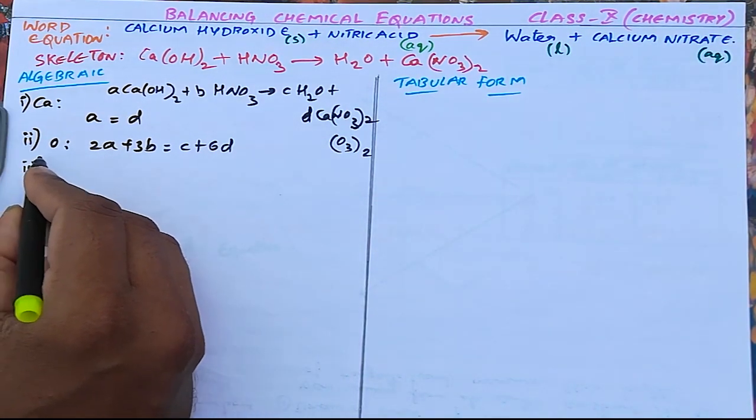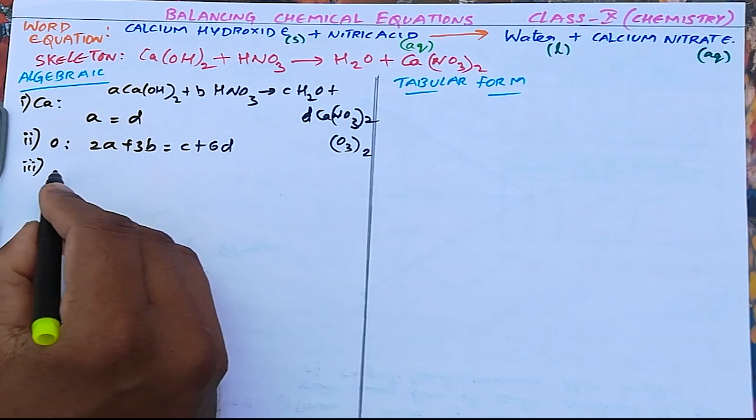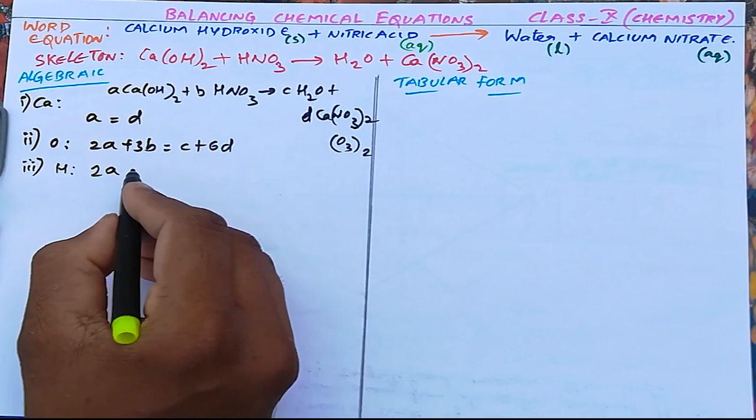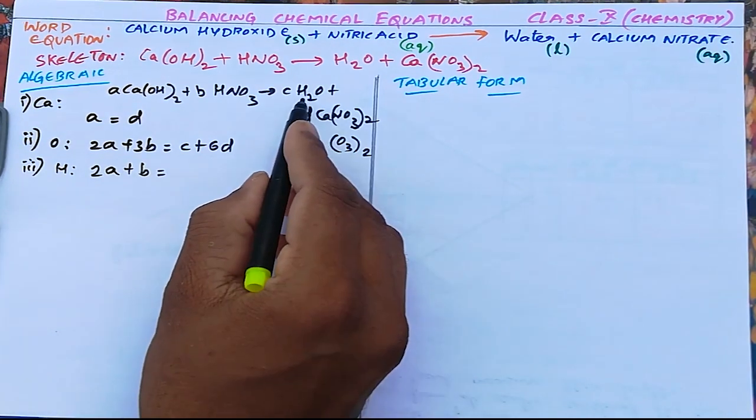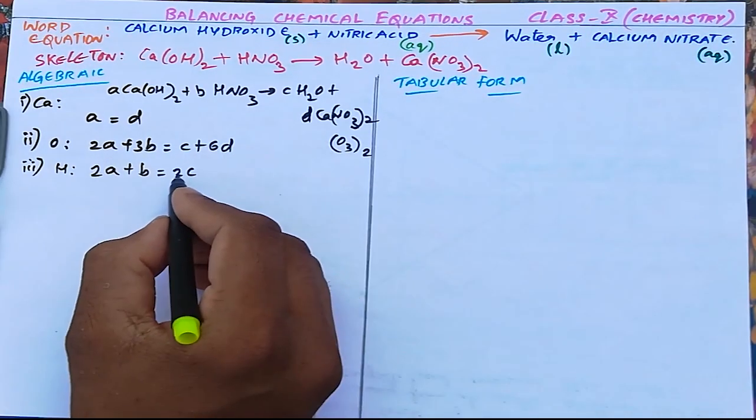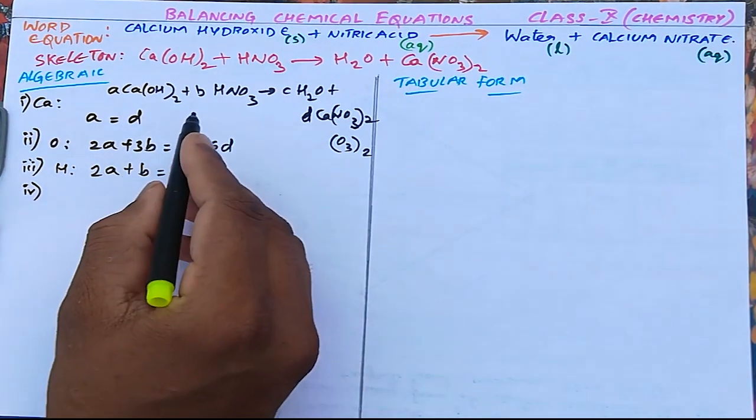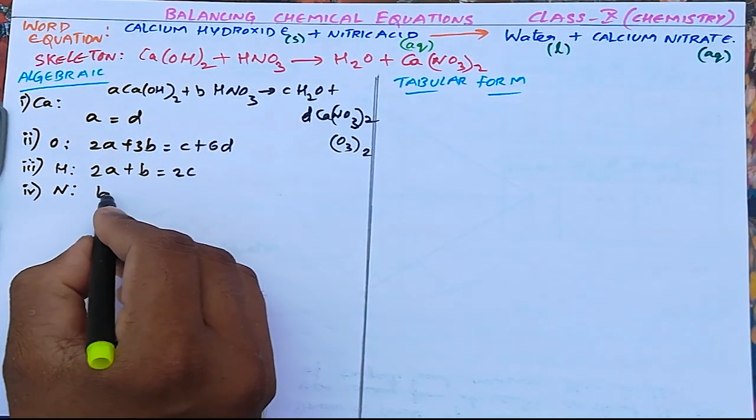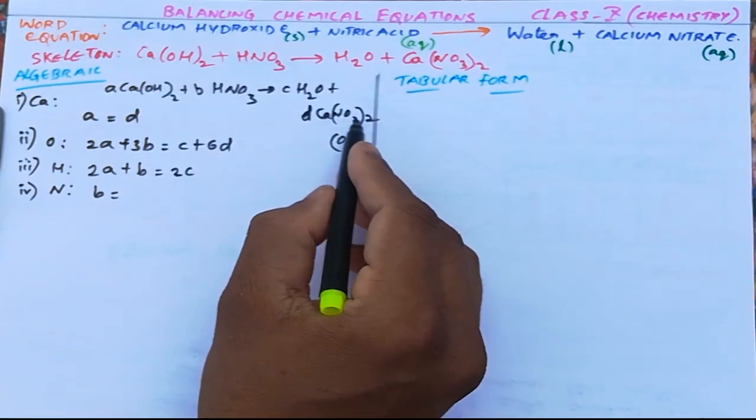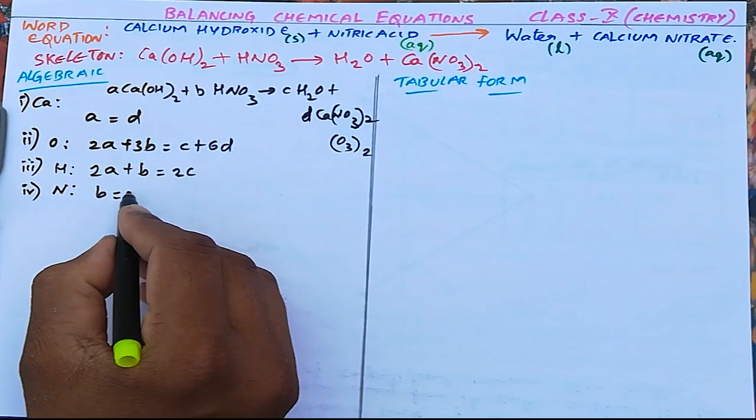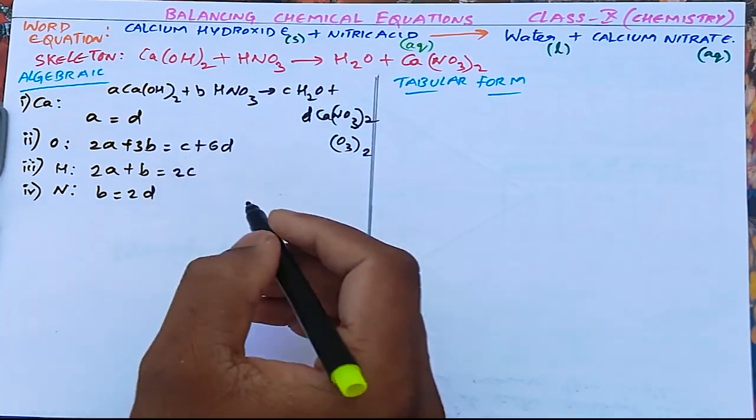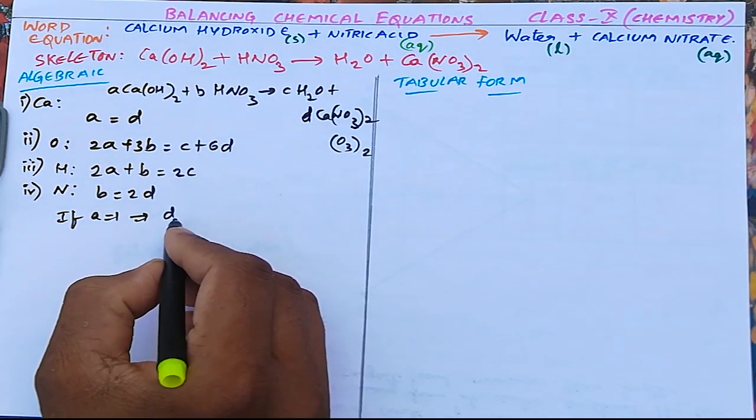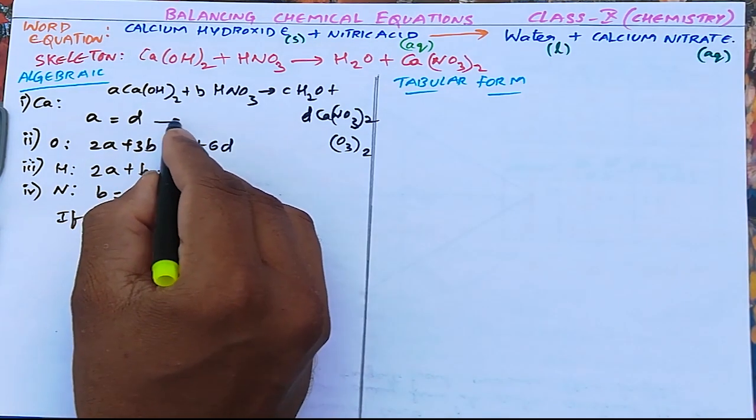Then the third one is for hydrogen. For hydrogen, we have 2A plus B equal to 2C, that's it. Then the fourth one is nitrogen, N. Nitrogen here is only B equal to 2 into D, that means 2D. Okay, first thing, if A equal to 1, D will also become 1. That is in the first equation.